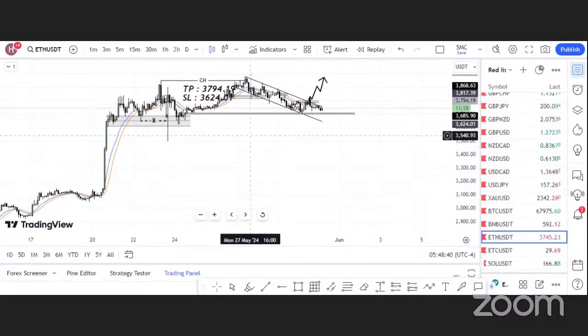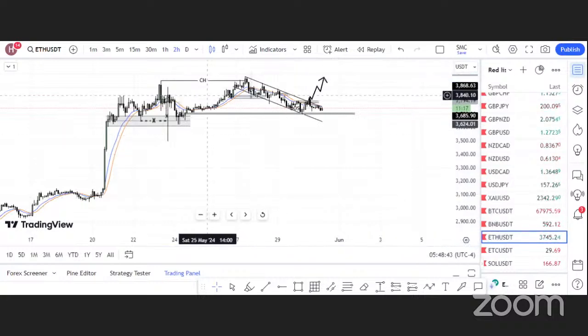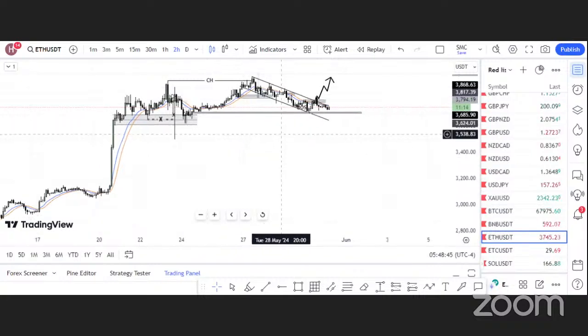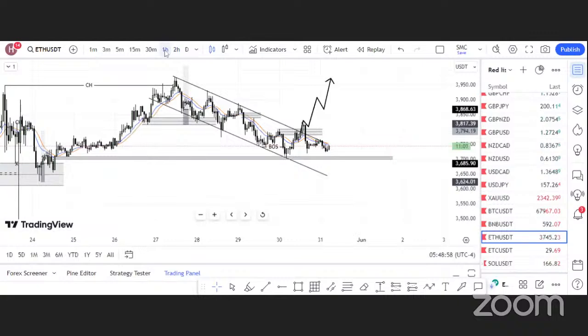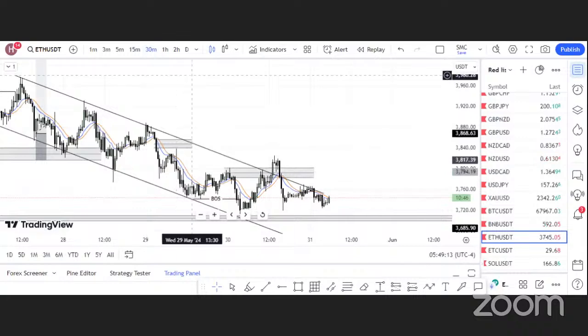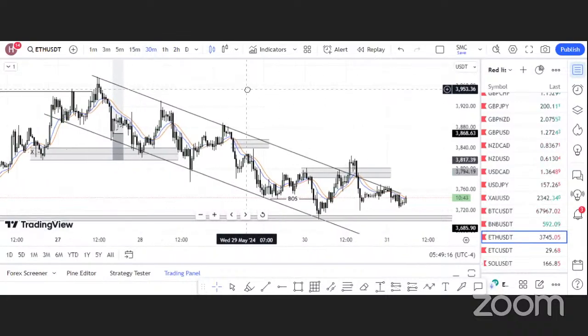So on Ethereum USDT, just as we have it on the other crypto instruments, this is also a bullish trend market. And then we have minor moves on the lower time frame, which I've indicated with my trend line. So I have the two trend lines, the upper trend line and the lower trend line, which make up a trend line channel. Now let's go down to the lower time frame. Let's see how the market has been revolving around the trend line channel.